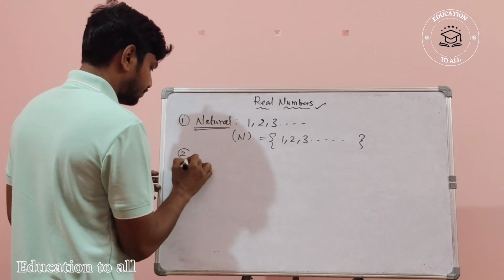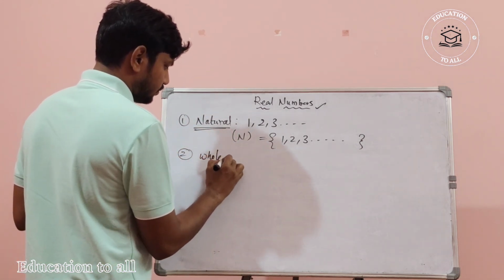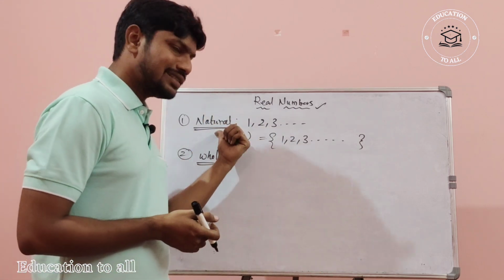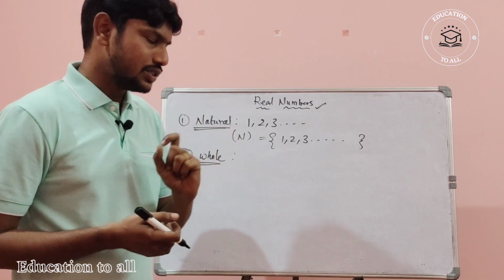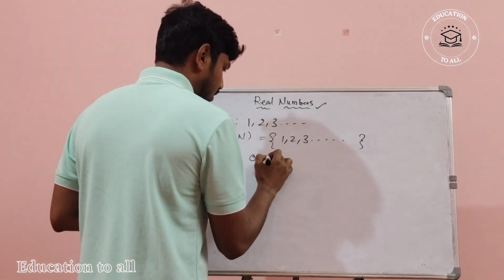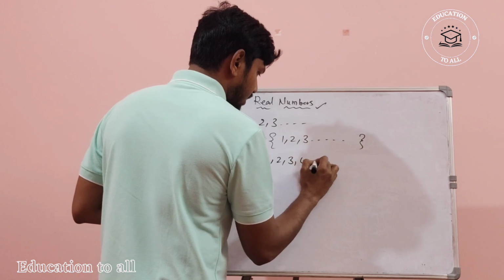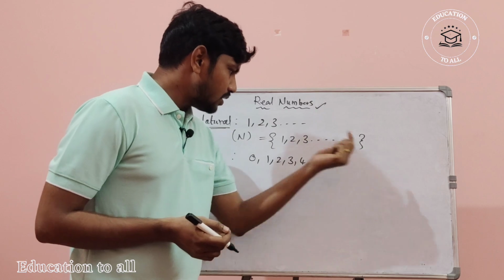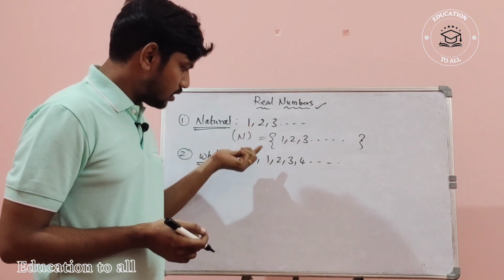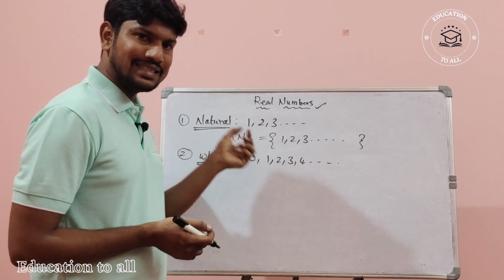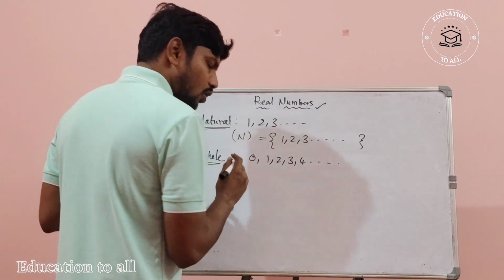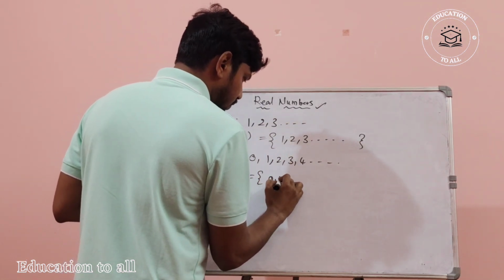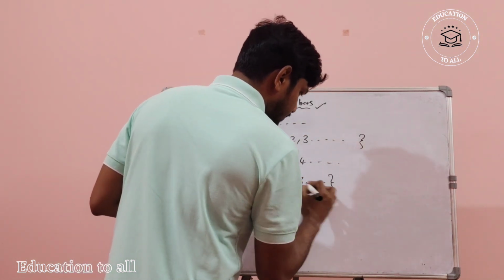Second type of numbers, whole numbers. Whole numbers are the numbers including the natural numbers and one more extra. What is the extra? 0. So 0, 1, 2, 3 and so on. If you observe clearly, 1, 2, 3, 4 and so on are the natural numbers, but 0 is not contained in natural numbers; that is the extra we have. The whole numbers are indicated with the capital W. The set of whole numbers is 0, 1, 2, 3 and so on.